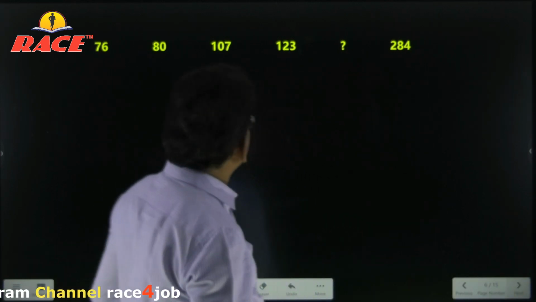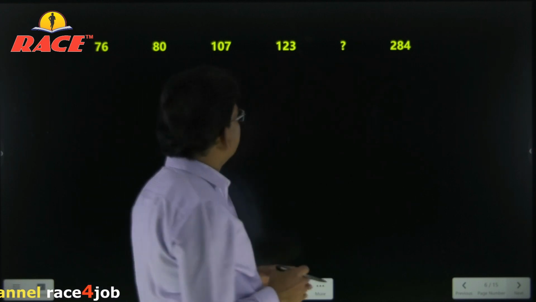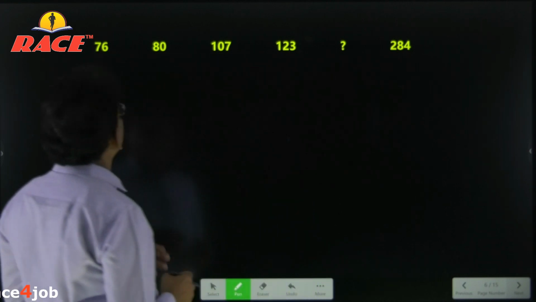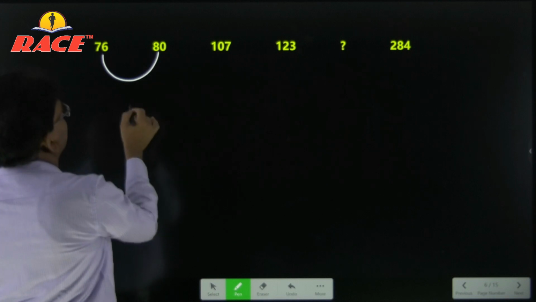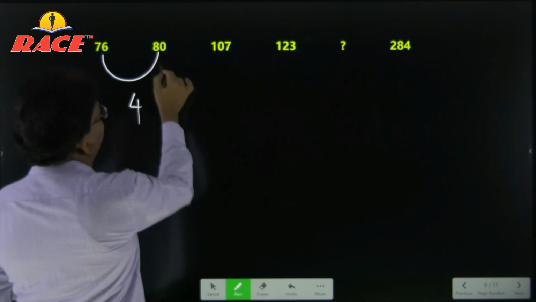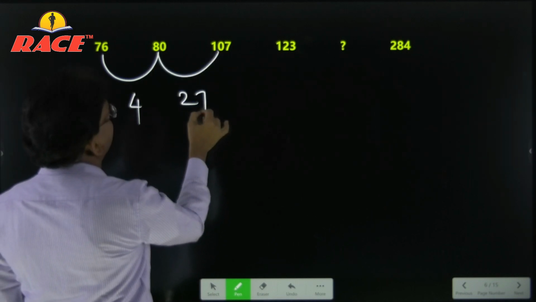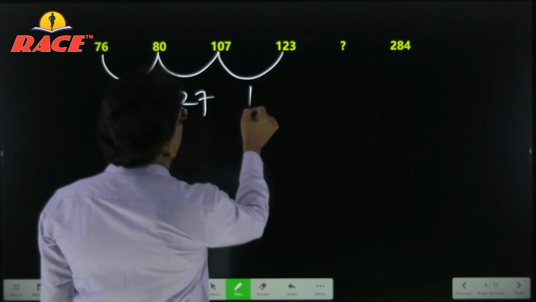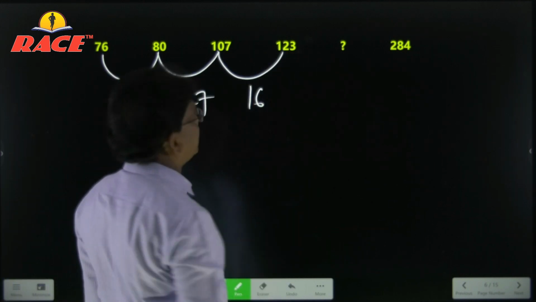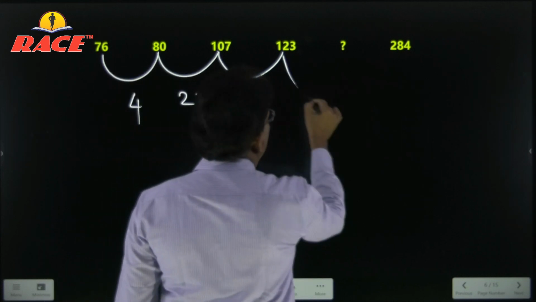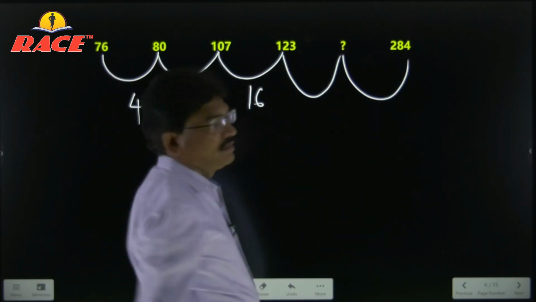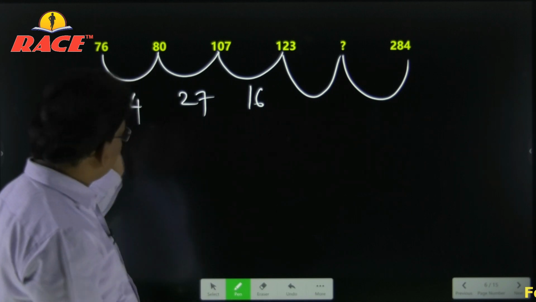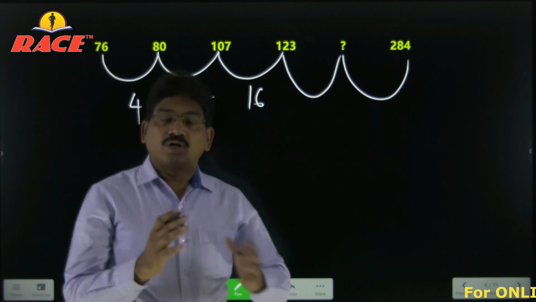Right. See this one. Again, in this question, 76 and 80: 4 is the difference. 80 and 107, the difference is 27. 107 and 123, the difference is 16. Then what should be the difference here, so that we can find out the missing number? With these three numbers only, you should come to a conclusion.